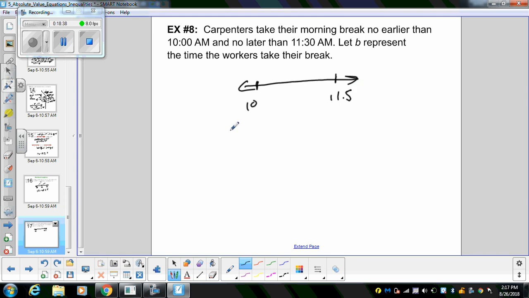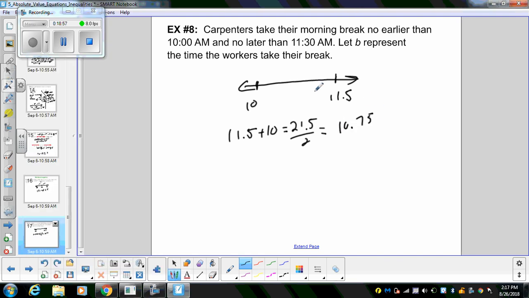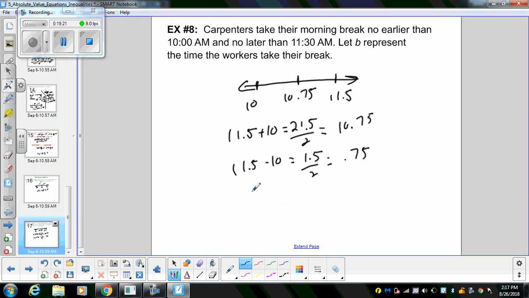Alright, so what we can do to figure out the middle, say 11.5 plus 10 is equal to 21.5 divided by 2, which gives me 10.75. That makes that the middle. And then to figure out the deviation, all we got to do is 11.5 minus 10, which is 1.5 divided by 2, which gives me 0.75. So therefore my equation is the absolute value of B minus my middle of 10.75 is going to be less than or equal to the distance it is, which is 0.75.